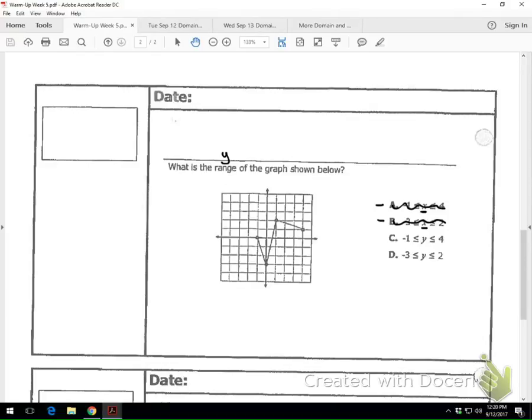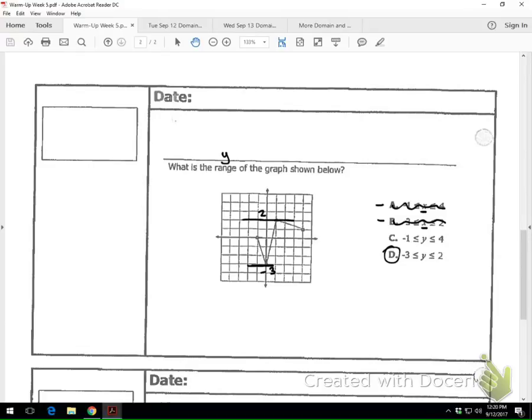Okay, so then you look. Range deals with your y, so we're going to look at the very bottom of the graph and the very top of the graph. Here's the very bottom right here, which is -3. Then we look at the very top of the graph, which is right here. That's at a 2. So we're going to have -3 and 2. And so if you look at it, D is your only answer.